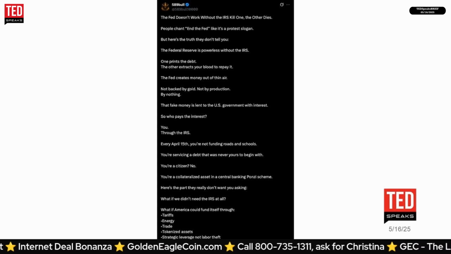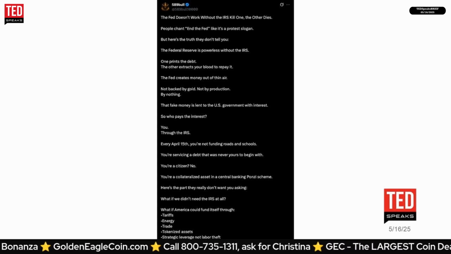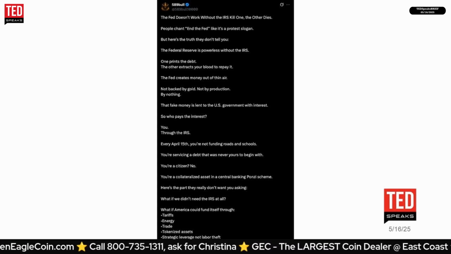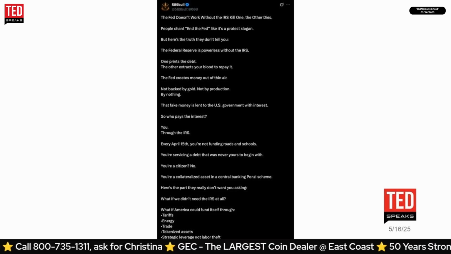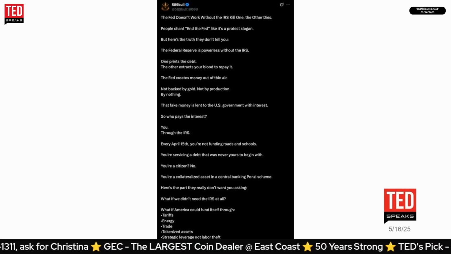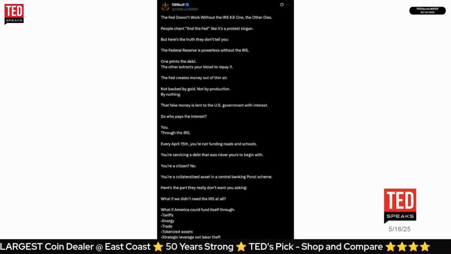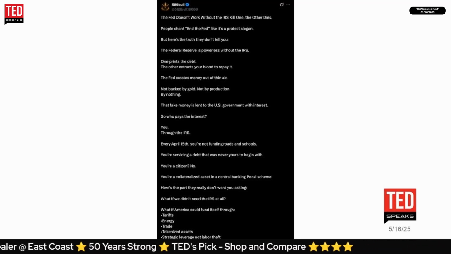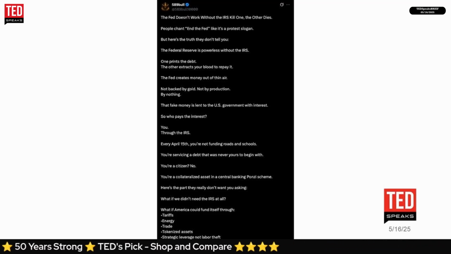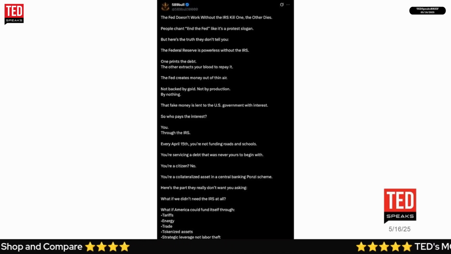The Fed creates money out of thin air, not backed by gold, not by production, by nothing. The fake money is lent to the U.S. government with interest. Who pays the interest? You, through the IRS. Every April 15th, you're not funding roads and schools. You're servicing a debt that was never yours to begin with. You're a citizen? No. You're a collateralized asset in a central banking Ponzi scheme.